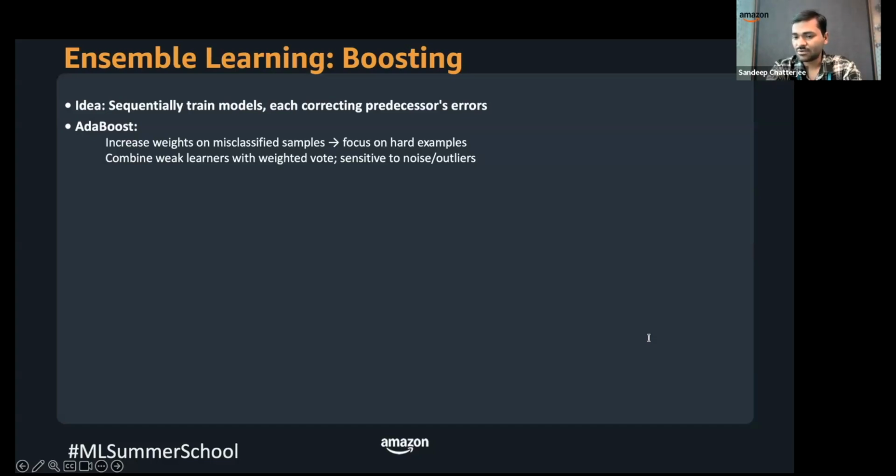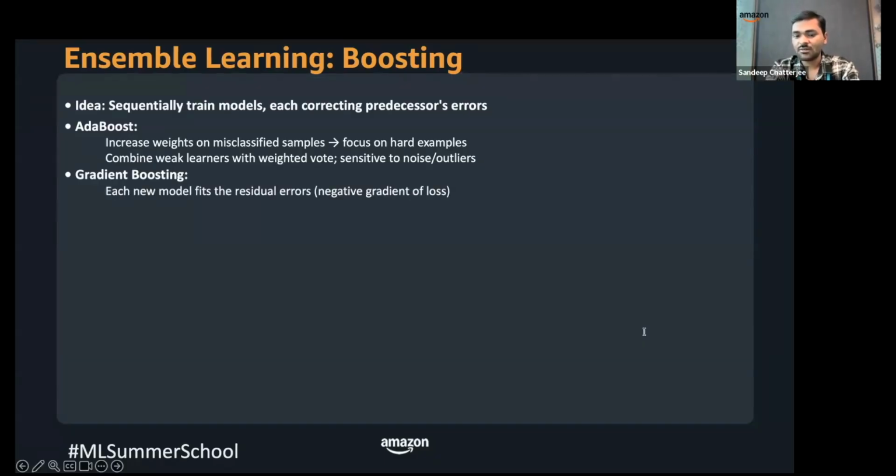So it repeats this process, chaining together all the weak learners and giving them a weighted vote. However, because it obsesses over misclassified points, it can be quite sensitive to noisy data or extreme outliers. To make this process more robust, we shifted to gradient boosting. So instead of just changing sample weights, gradient boosting uses calculus. Each new tree in the sequence is trained to predict the residual errors of the previous model.